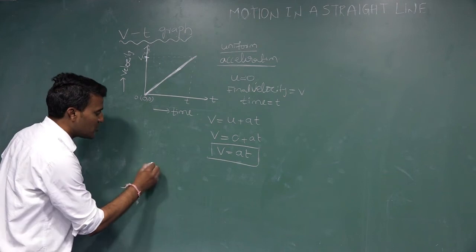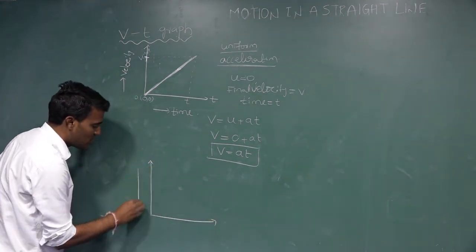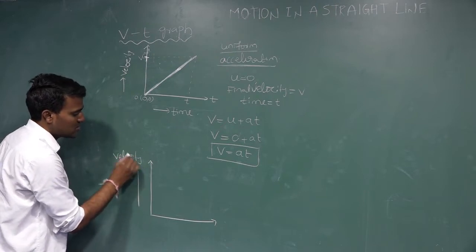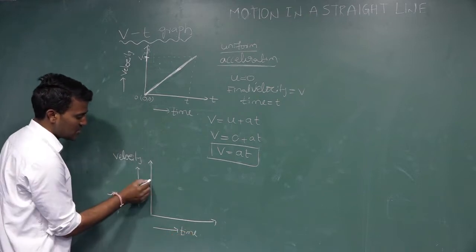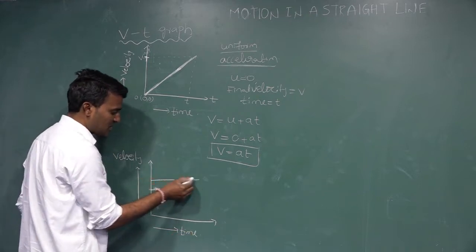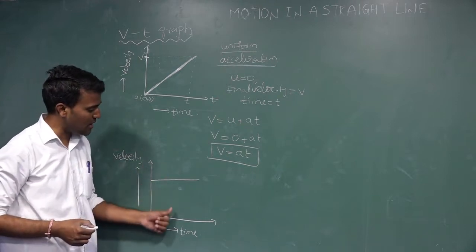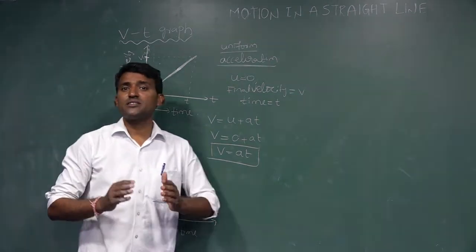And the next curve: again velocity on the y-axis, time on the x-axis. What is the meaning if the line is parallel to the x-axis? For example, I want to give one example here.